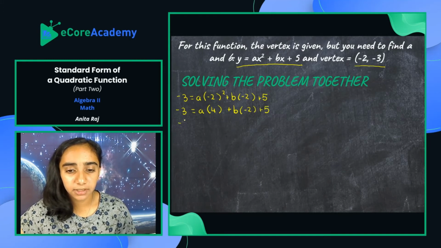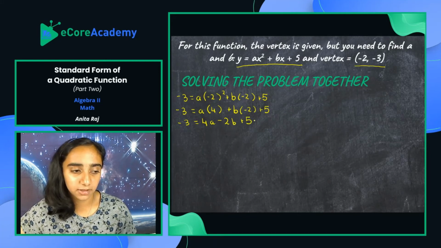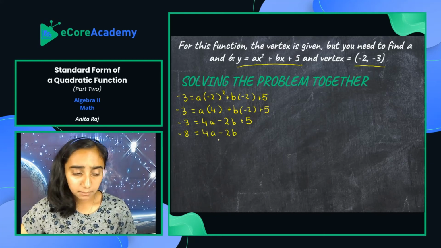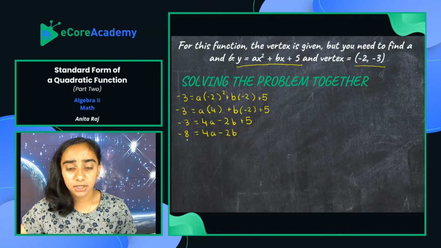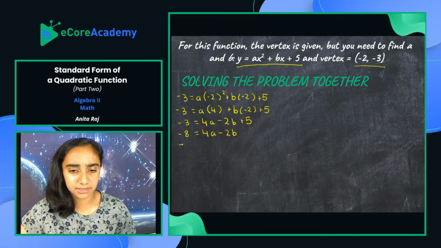Then we get -3 equals a times 4. We can just rewrite that as 4a. And -2 times b, we can just rewrite that as -2b plus 5. Let's subtract 5 from both sides to get these variables by themselves. And if we do that, -3 minus 5 is -8. So -8 equals 4a minus 2b. And just for our ease, let's divide all of these terms by 2 so that we can simplify as much as possible, because 2 goes into all these coefficients. So -8 divided by 2 is -4. 4 divided by 2 is 2, and then we have the a, and -2 divided by 2 is -1, so just minus b. So this is our first equation.